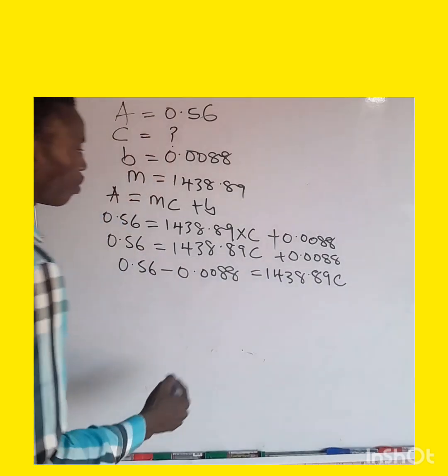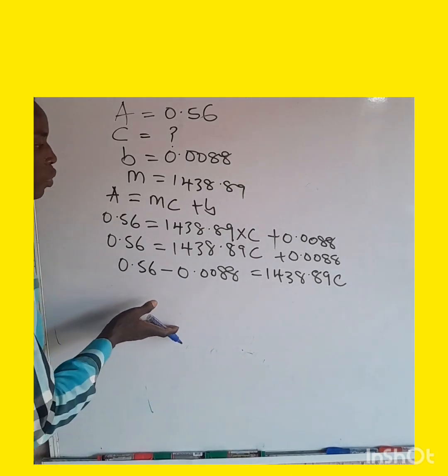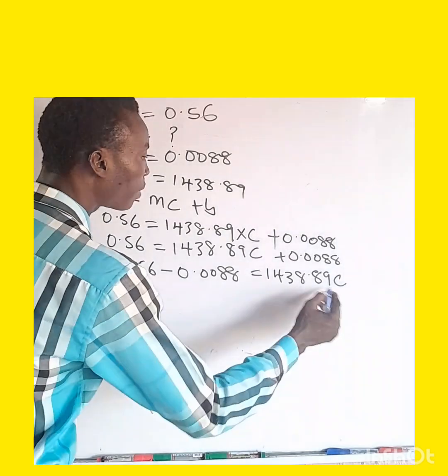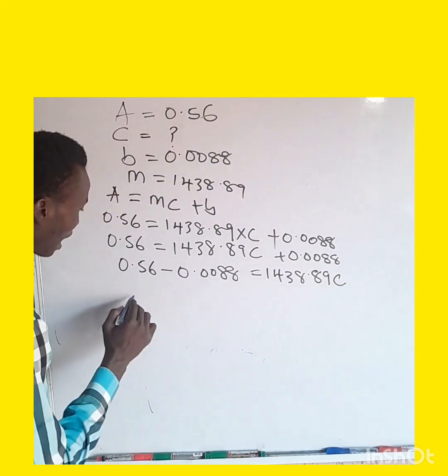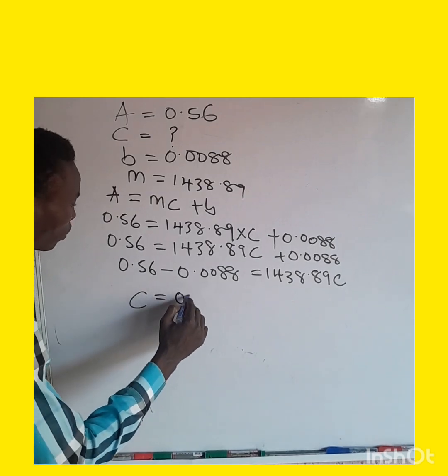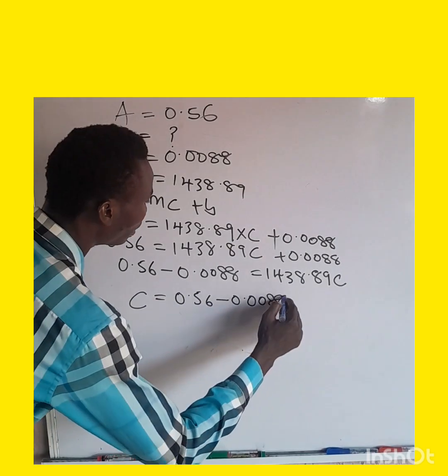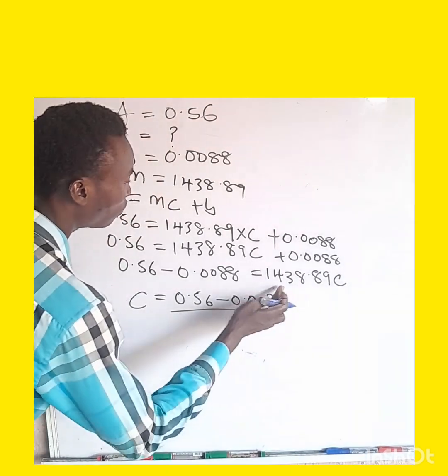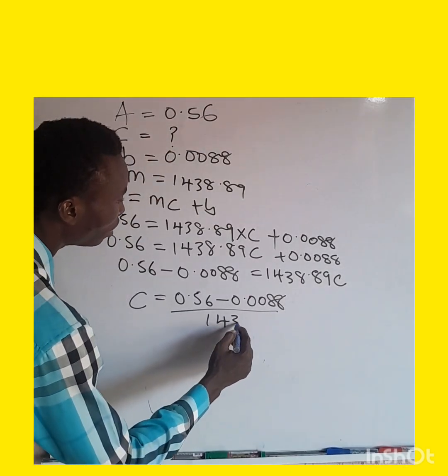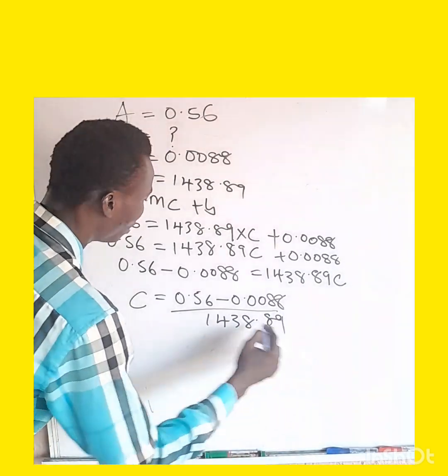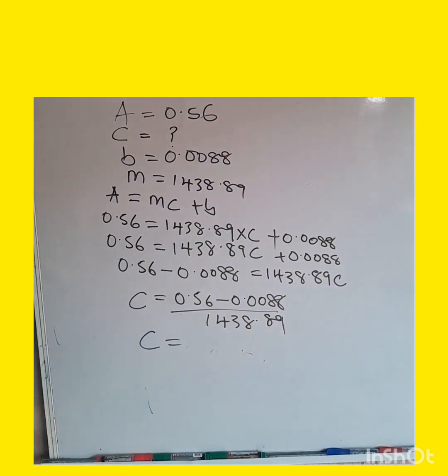Okay, so since you need to divide both sides, what are you going to do? You divide both sides by this value. You are going to have C equals to 0.56 minus 0.0088, all divided by this value here, that is 1438.89.